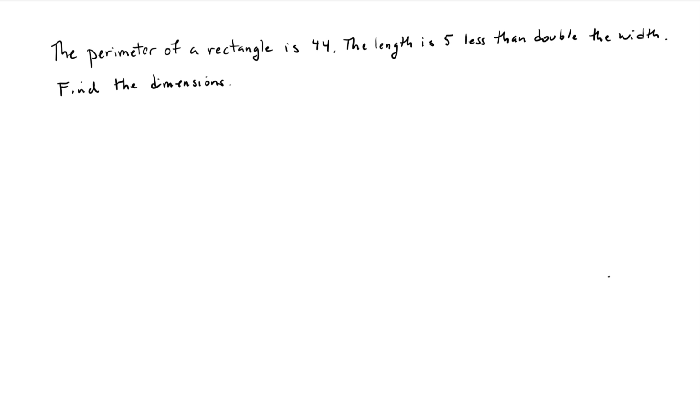We have to decide what our variable is going to be. And you might want to start by just trying things out, right? If I have a rectangle, it tells me the length is 5 less than double the width. So let's say my width is 3. Well, the length will be 5 less than the double. So the double the width is 6, and I would be subtracting 5. So it'd be actually a pretty tiny rectangle. It would have a length of 1.